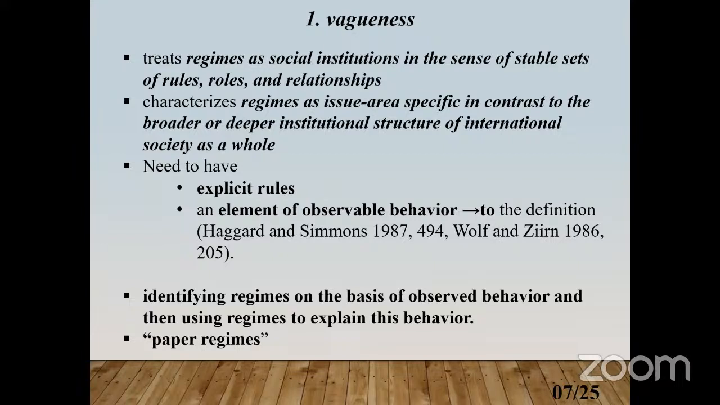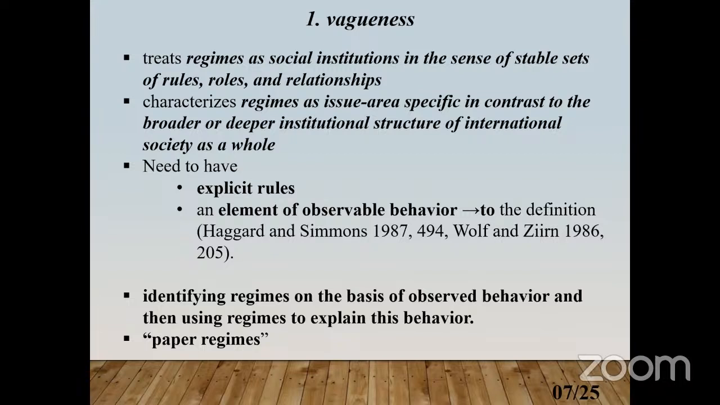Secondly, critics argue that this definition is vague to the extent that it characterizes regimes as issue-area specific, in contrast to the broader or deeper institutional structure of international society as a whole. So the idea here is, when you talk about regimes, we must have a bigger picture. Not only a specific issue, but we should also be able to address the international scene, the international society, in such a manner that these regimes would mostly be those things that are broad-looking. Therefore, these critics argue that there is perhaps a need to have explicit rules, not just traditions, something of an observable behavior, explicit rules that can define observable behavior.